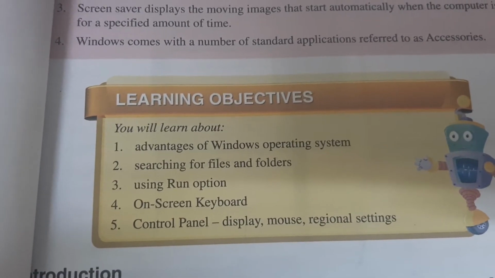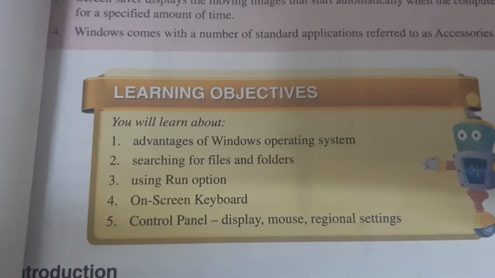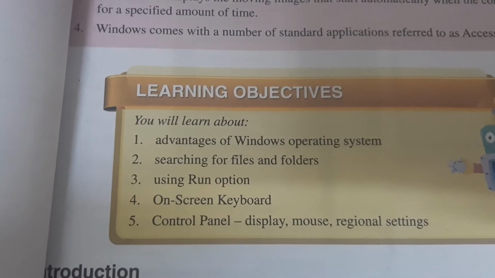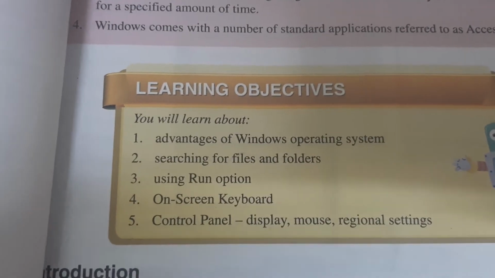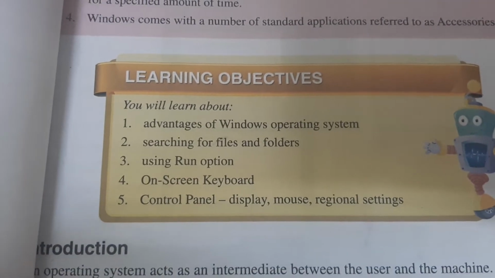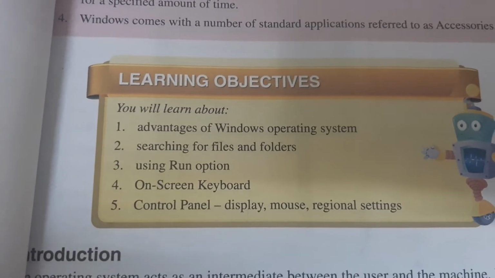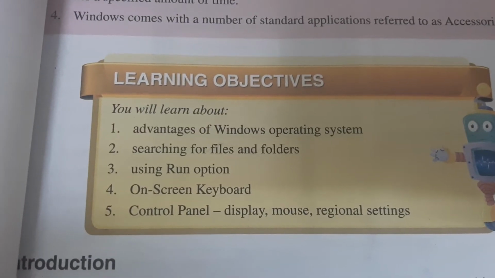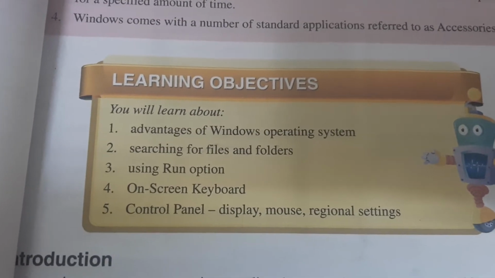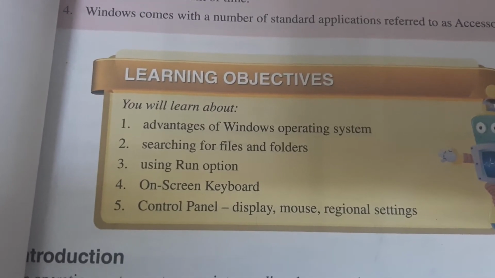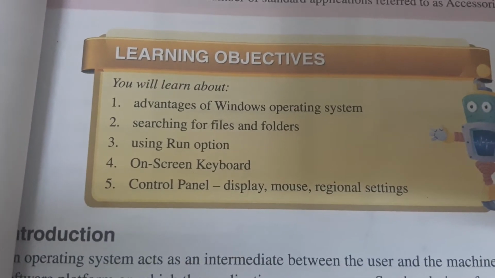As compared to character user interface, Windows is a user-friendly interface. Searching for files and folders: how you can search your file or any folder. Then using the run option. Why do we use the run option? On-screen keyboard: suppose you don't have a keyboard attached to your computer, then how you can use the on-screen keyboard, the visual keyboard. Then control panel.